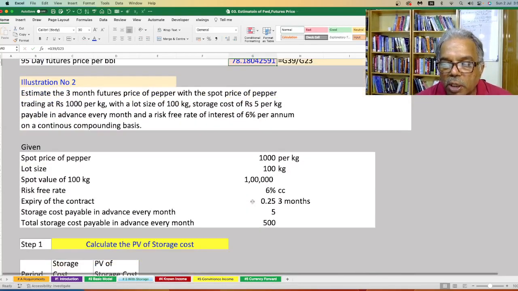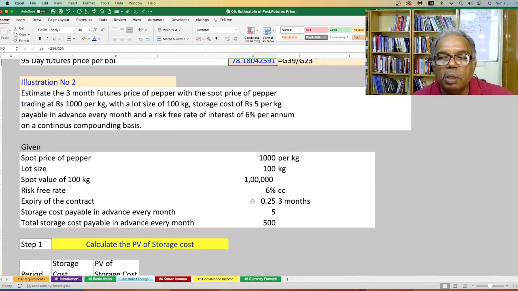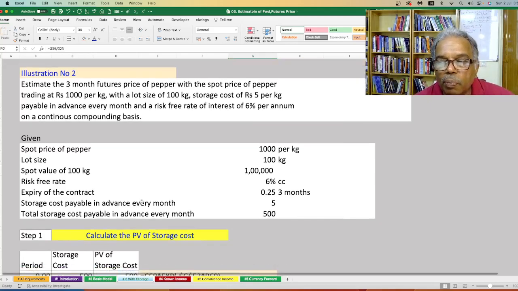Let's take one more example here. Estimate the 3 month futures price of pepper with the spot price of pepper at 1000 rupees per kilo and a lot of 100 kilograms. Storage cost is 5 per kilo, payable in advance every month, and a risk-free rate of 6% per annum on a continuous compounding basis. Let's quickly summarize the problem here.